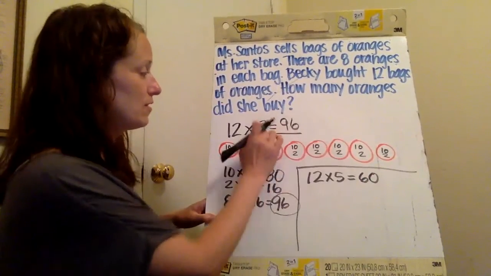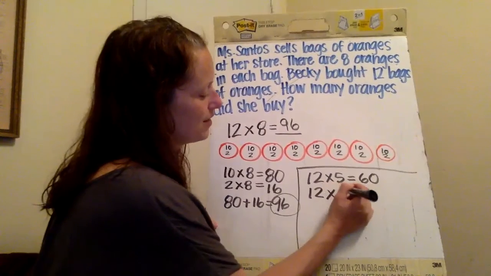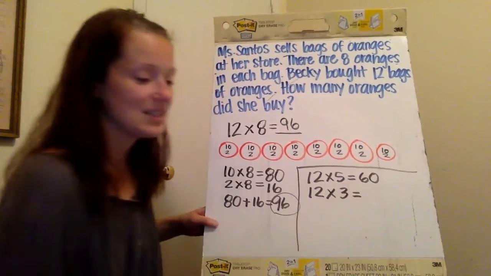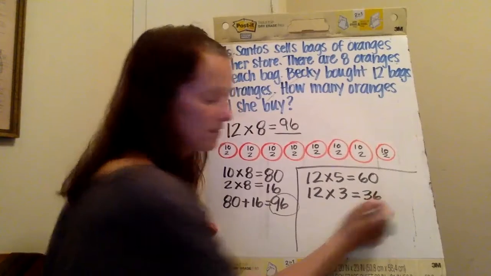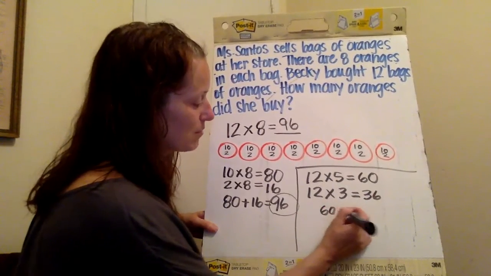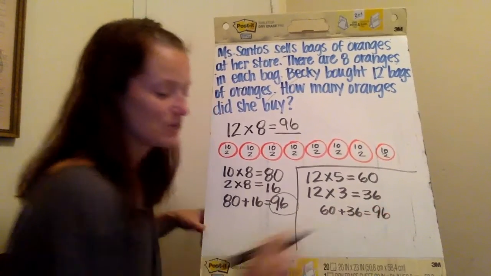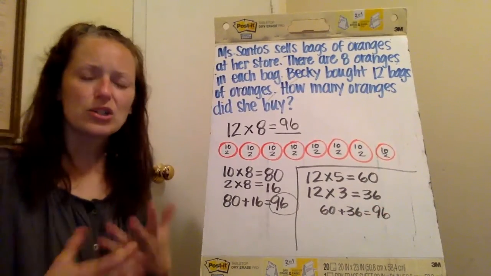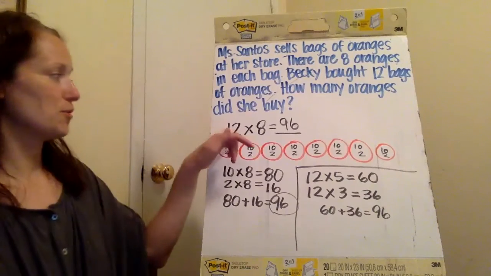So I've multiplied by 5, but now I have to multiply by 3 more. So 12 times 3 is equal to 36. And then I just need to add my 60 plus my 36 together, and I get to, that's right, 96.